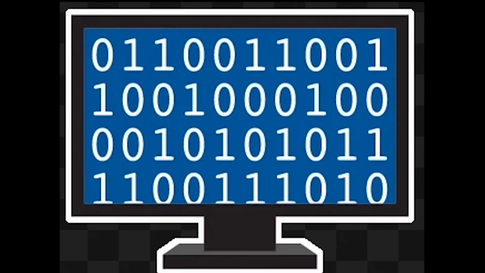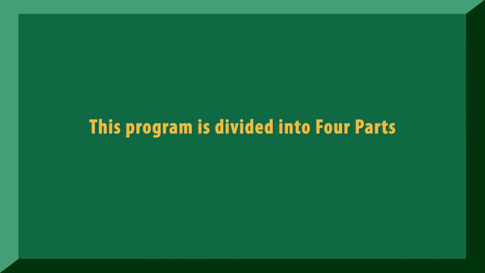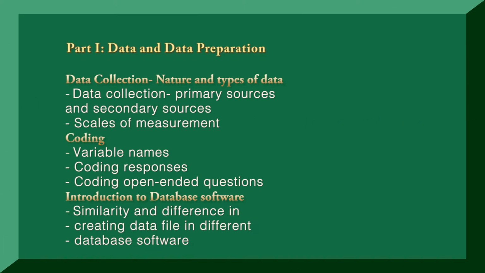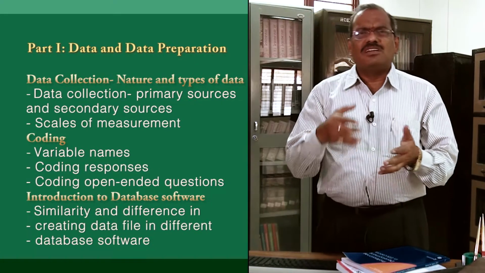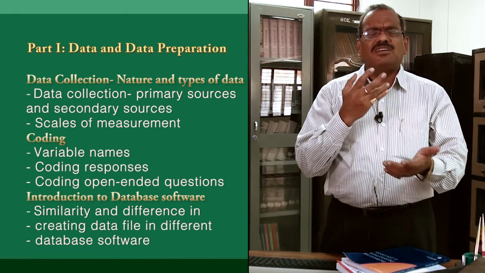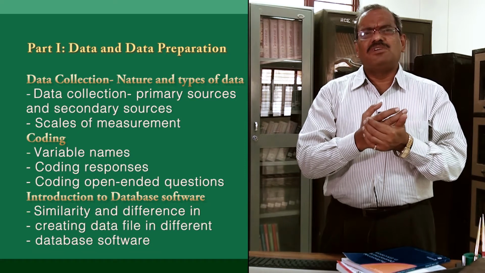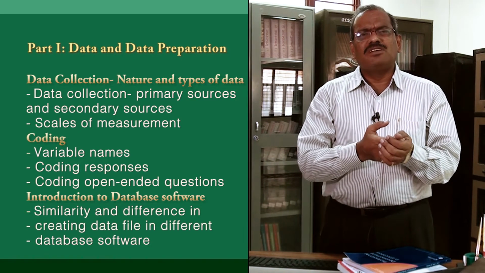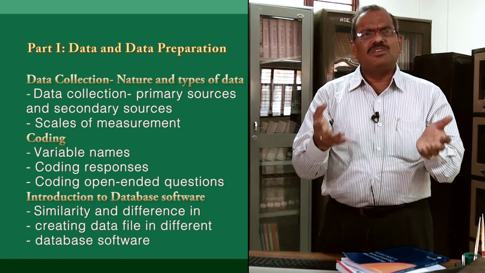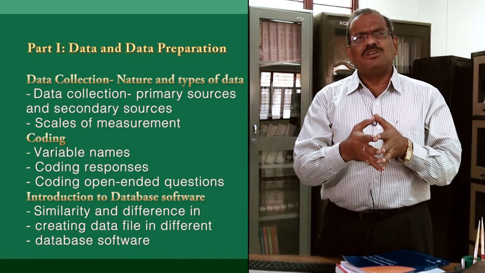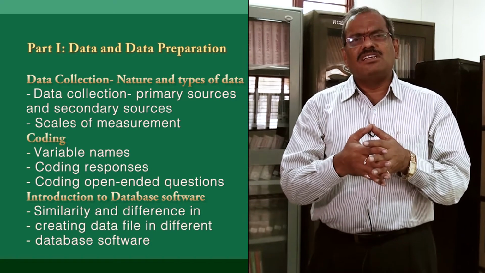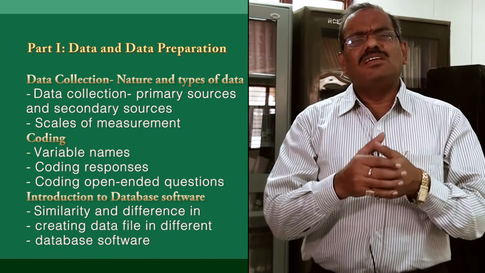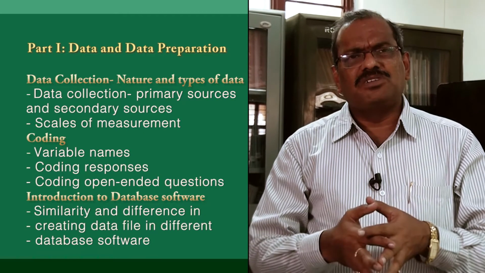As I mentioned earlier, this program is divided into 4 parts. The first part is knowing about the nature of data and what kind of data we come across in educational research, based on the relationship, based on the type of measurement, based on the levels of measurement. So the variables, how they are classified: independent variable, dependent variable, intervening variables, extraneous variables, and the nominal, ordinal, interval and ratio variables.